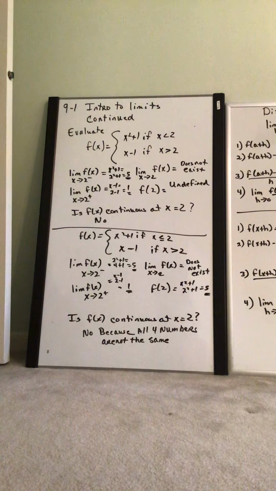But on the bottom one, you chose the part that had the equal. In this case, it was the x squared plus 1, so I put the 2 in. 2 squared plus 1 gave me the 5. So that's basically the difference there.